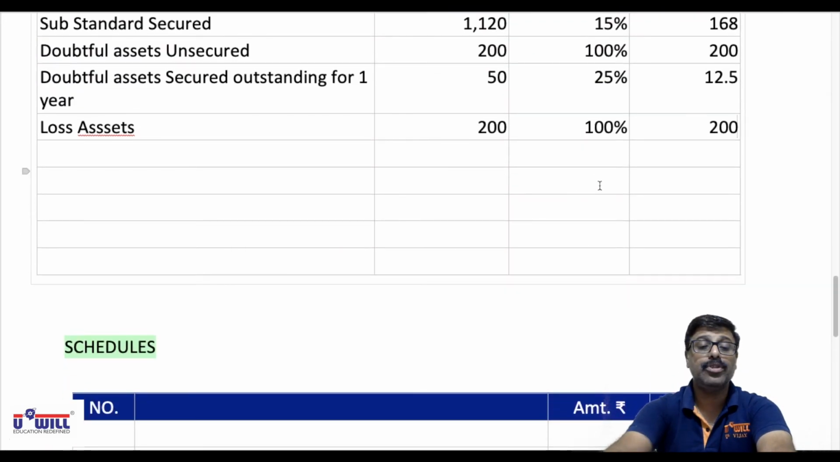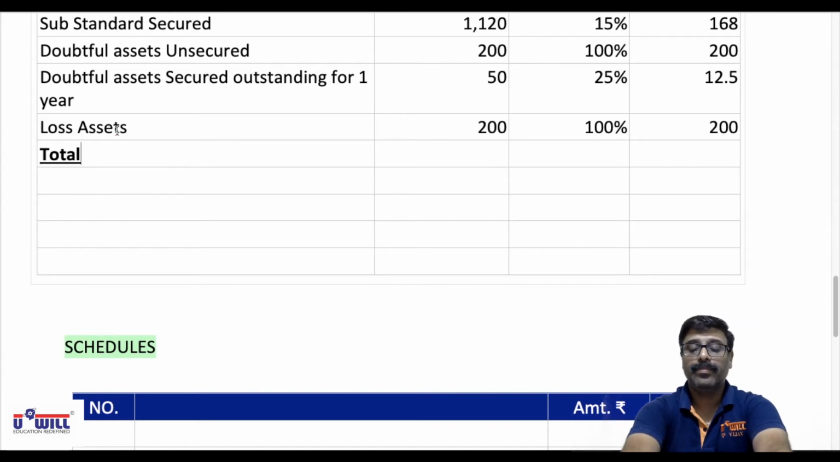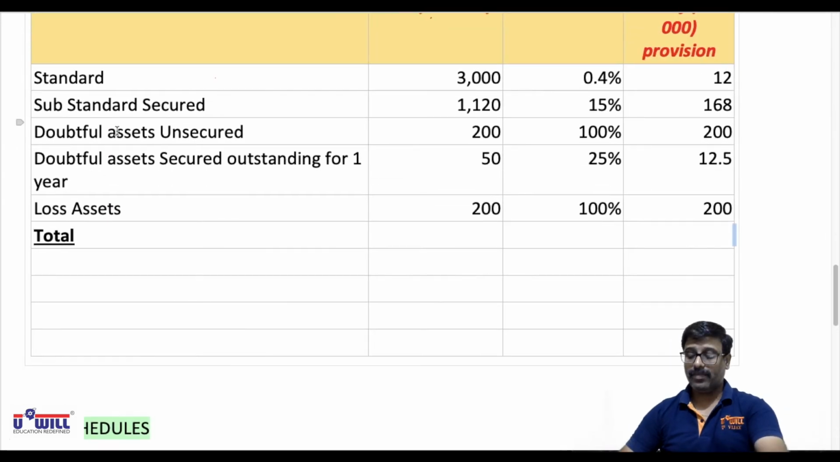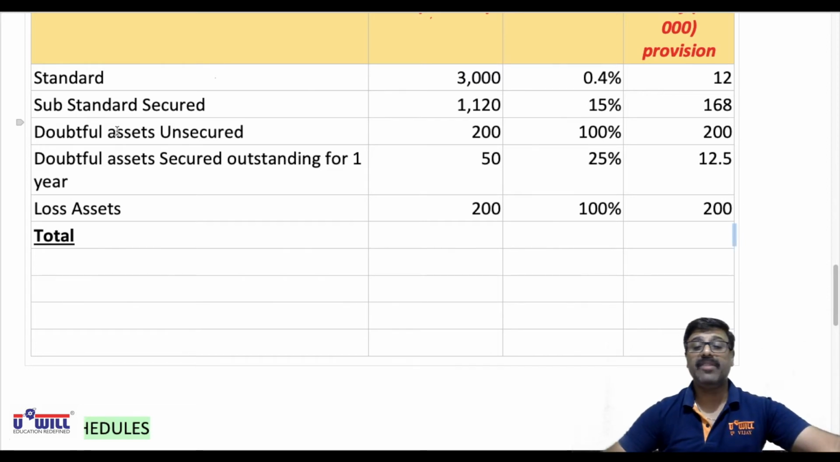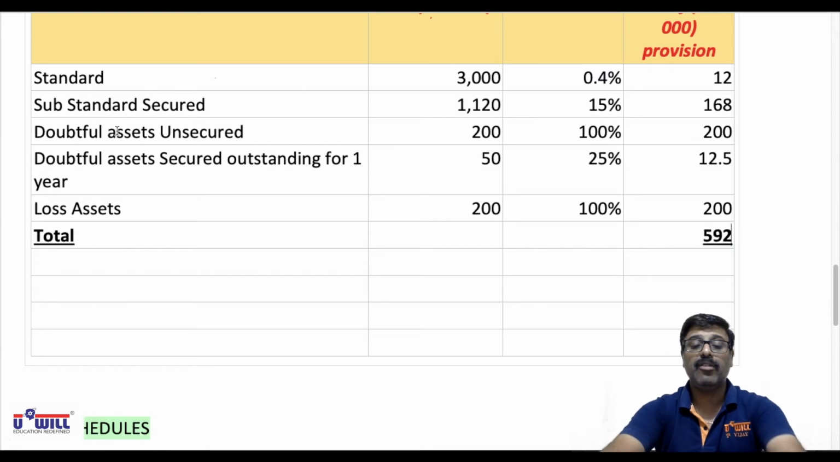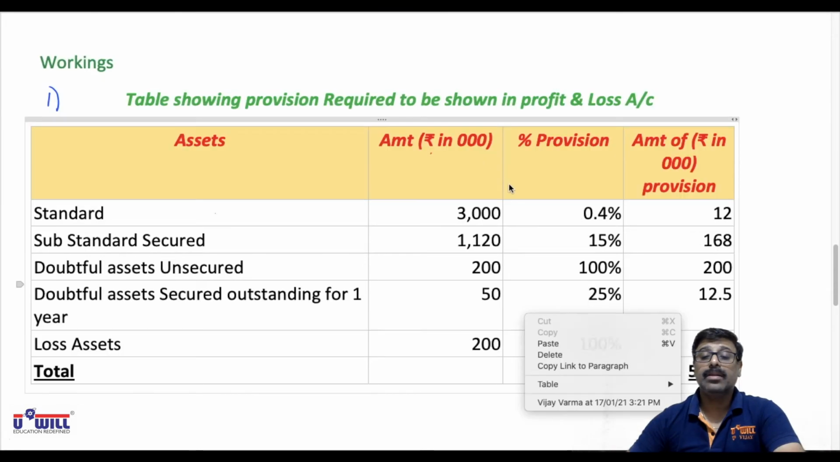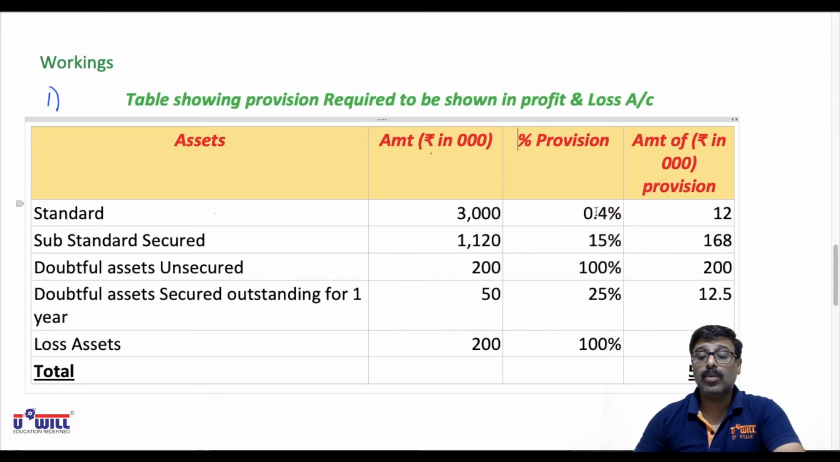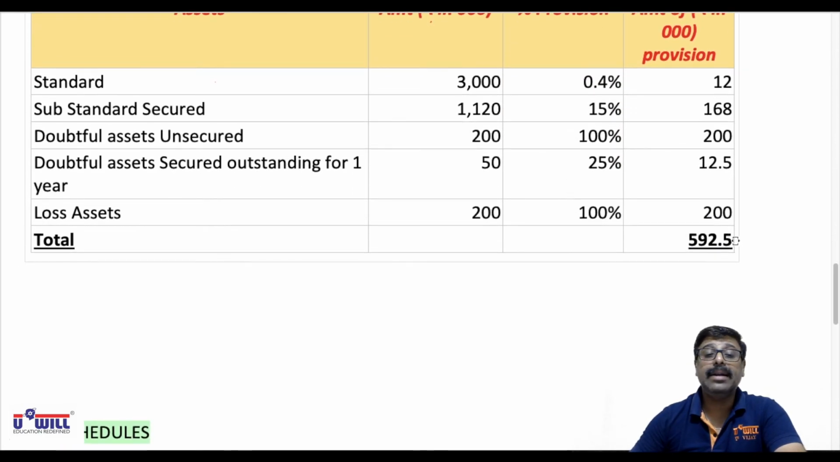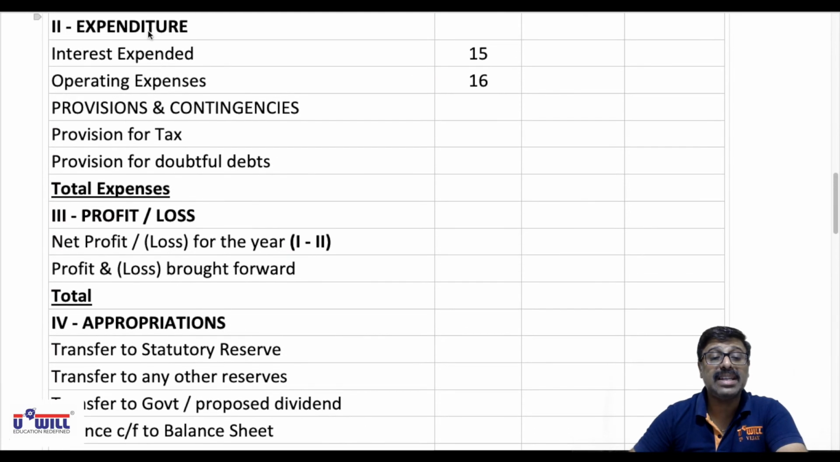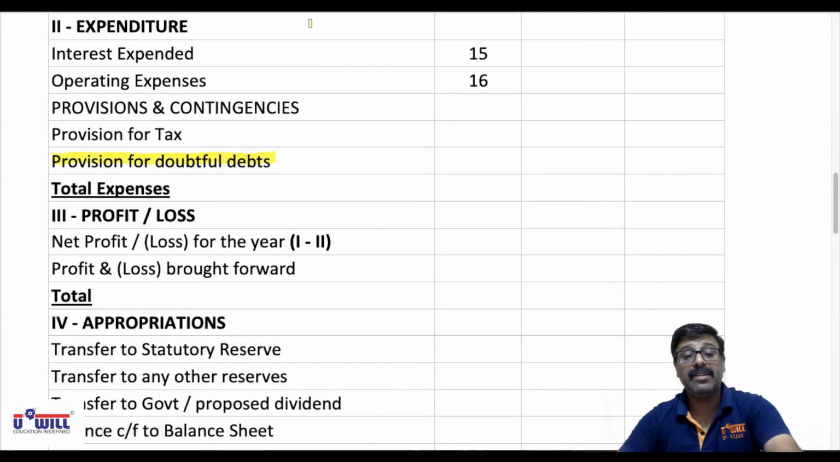Now what is the total provision required? Count it everyone. 12 plus 168 plus 200 plus 12.5 plus 200, that is 592.5. Total 592.5 of provision will be required. So this is how we are supposed to do these workings. And where will this 592.5 come? Directly it will come in provisions and contingencies, provision for doubtful debts. So keep this in mind everyone.